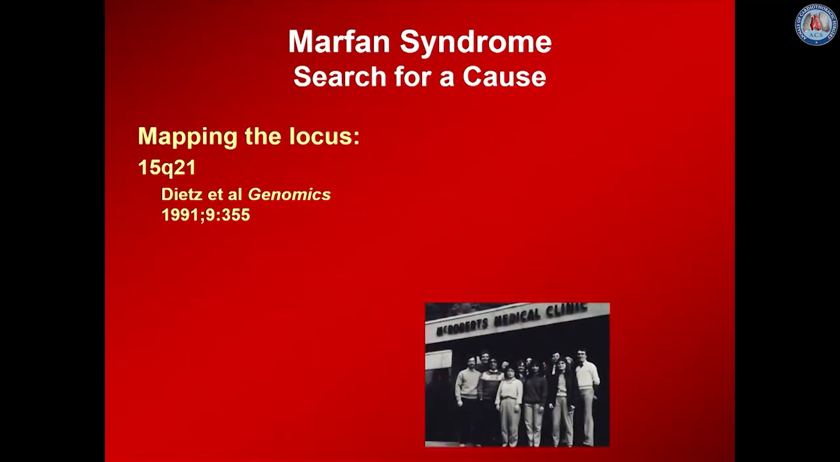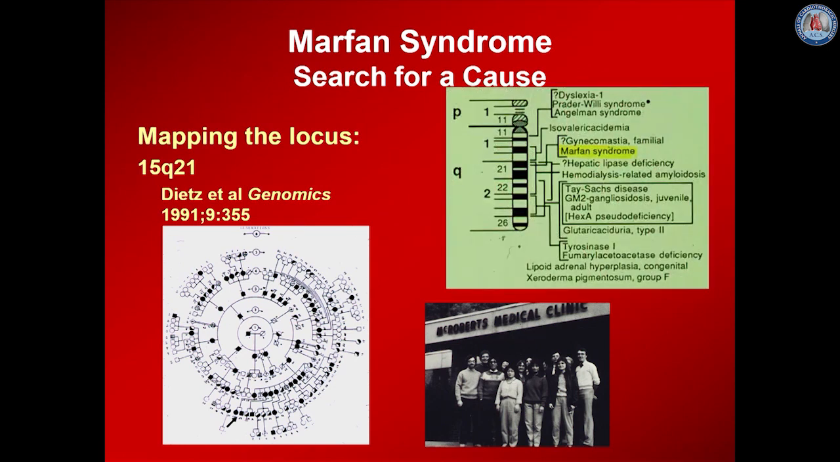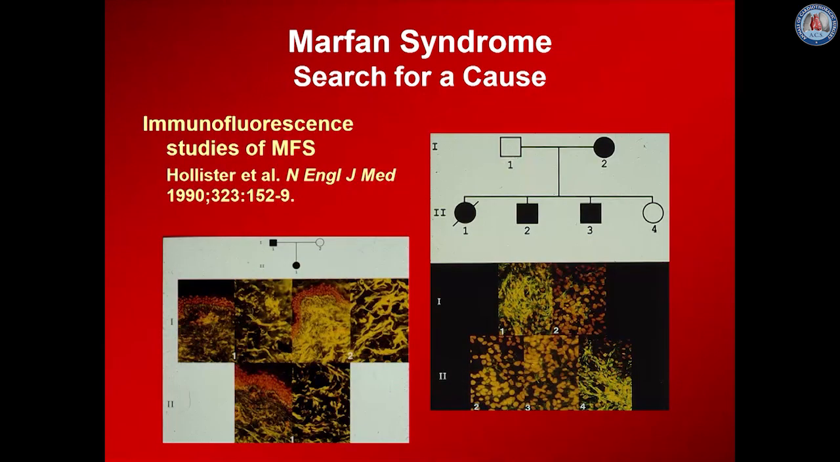Our group also performed linkage analysis on a large pedigree from Kentucky and also confirmed that the locus was on chromosome 15, but put it at a different location right here at band Q21. So then it became an issue of what genes at that locus on chromosome 15 could be potentially causative of Marfan syndrome.